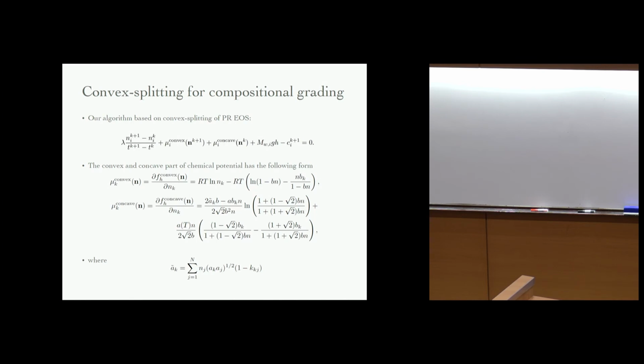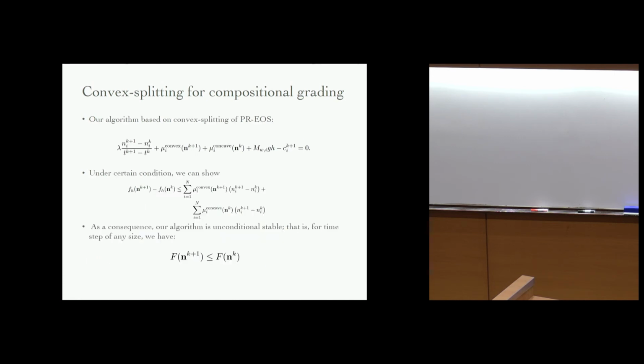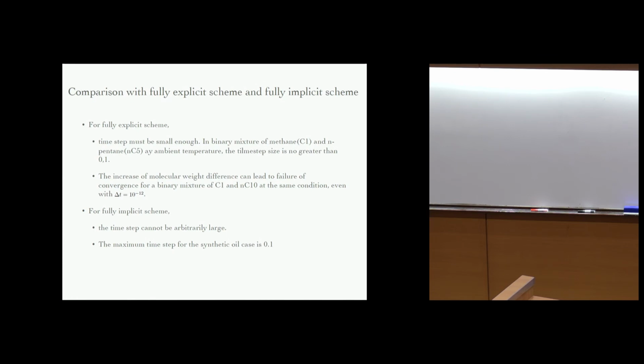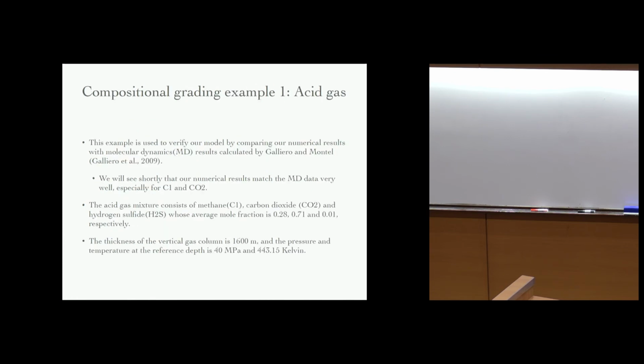if you do not use an unconditionally stable algorithm. To design an unconditionally stable algorithm, we again apply convex splitting. So we have the scheme, and since I'm short on time, I'll quickly skip that. It's a similar strategy. And let me show you a few examples.